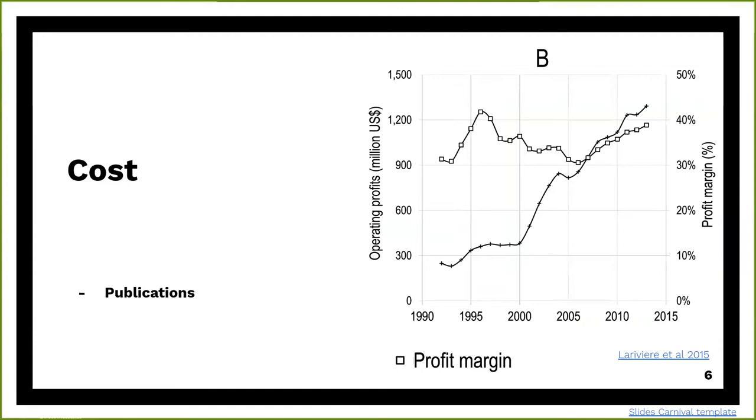Then just to give you an idea, it's not that these costs are high only because it is expensive to run these journals, but also the editing companies are making a really high profit, right? So here you're seeing a paper from 2015, which is showing the operating profits in millions of dollars over the years. And this is around 1,200 million, you know, like $1 billion basically for some editing companies back in 2015.